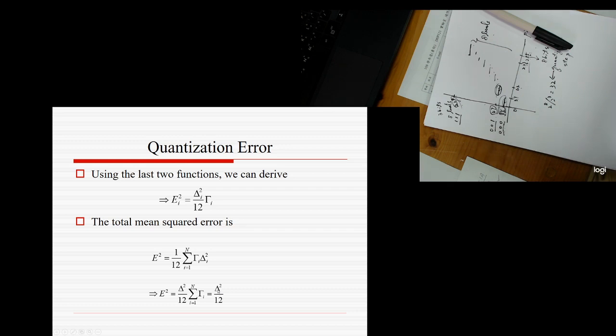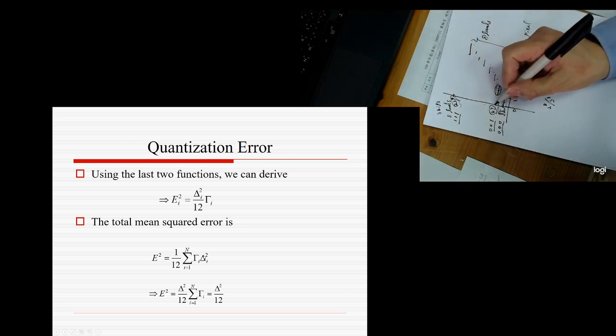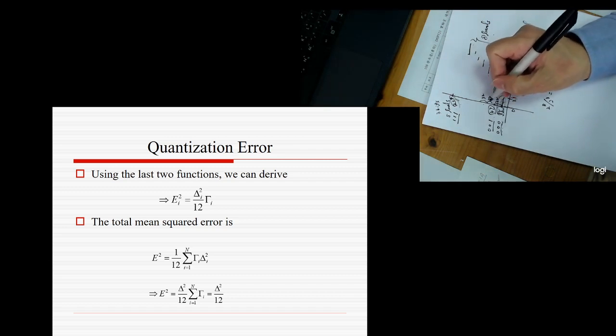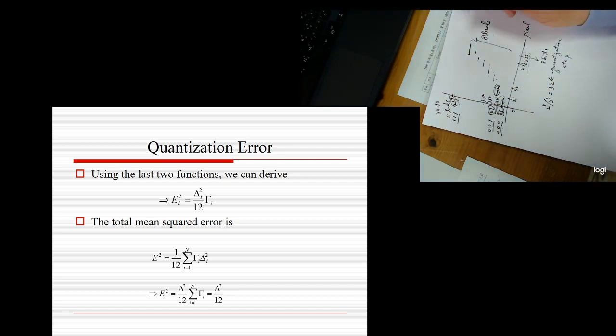However, here the assumption is uniform quantization, so the step size will be equal. Like in this example, you can see our step size is 32. So each quantization level has a deviation, a difference, but around 32. So they are uniform quantizers.